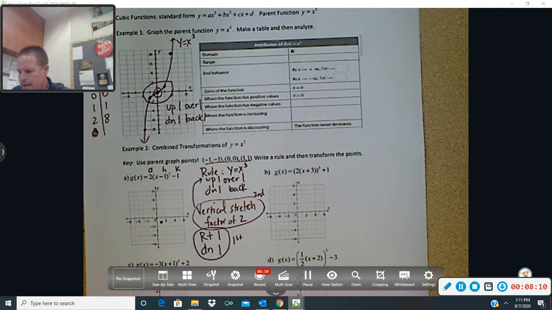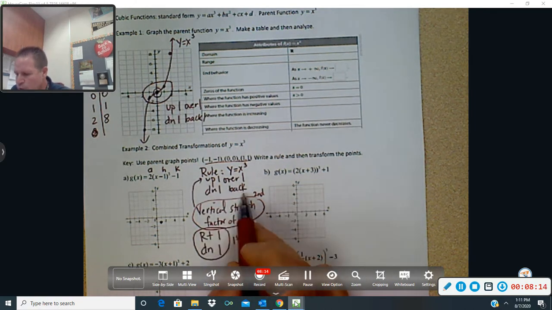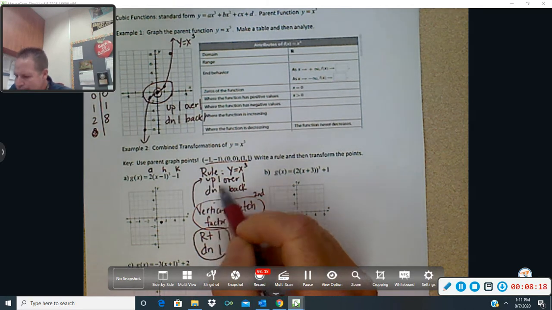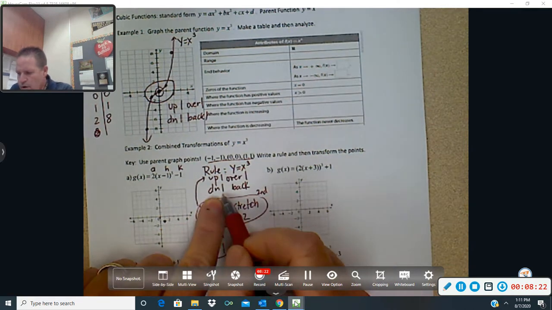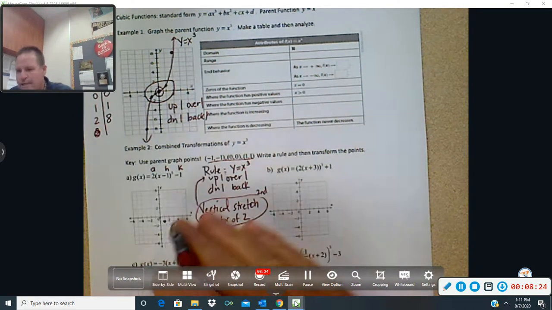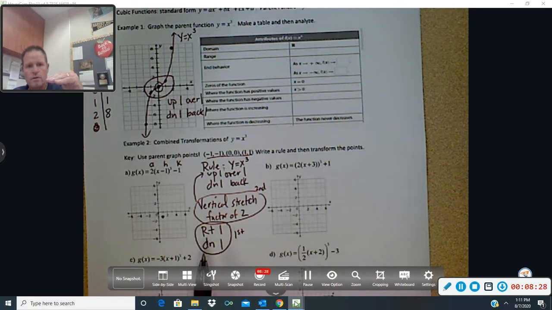Okay. And now what we're going to do is vertically stretch our rule by a factor of 2. Now, up, down is the vertical part of this. If you're going up or going down, that's vertical. So up, down, vertical.